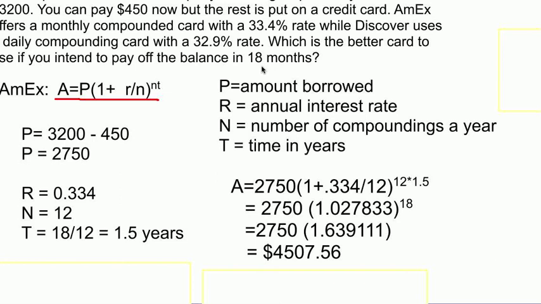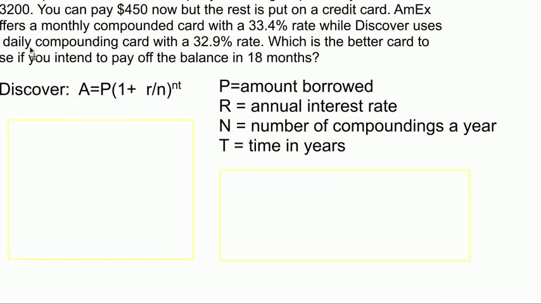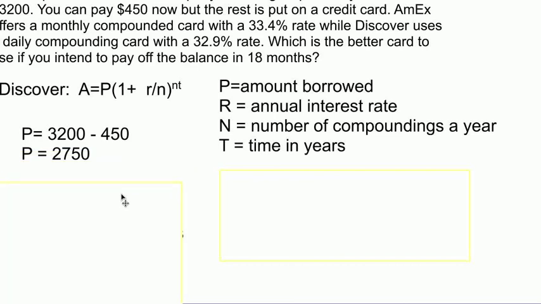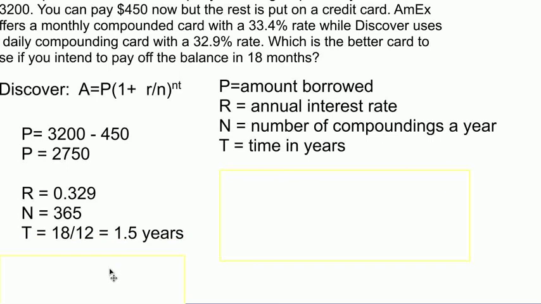So let's compare that to the Discover card, slightly different. The Discover card uses a daily compounding formula with a different rate. So some of these things will change, some of them will remain the same. We're still borrowing $2,750, that has not changed. Our rate is slightly different, 0.329. Our N, the number of compoundings a year, if it's daily, is the number of days in a year, 365. And once again, our time in years, still 18 months, so still 1.5 years.